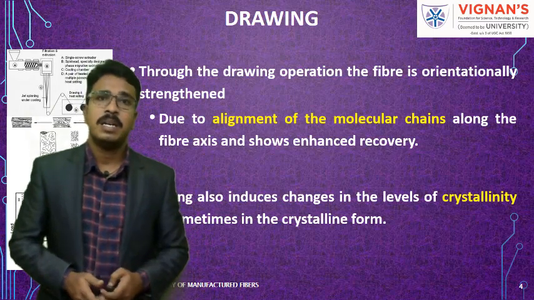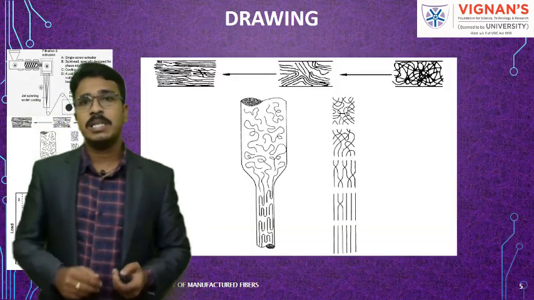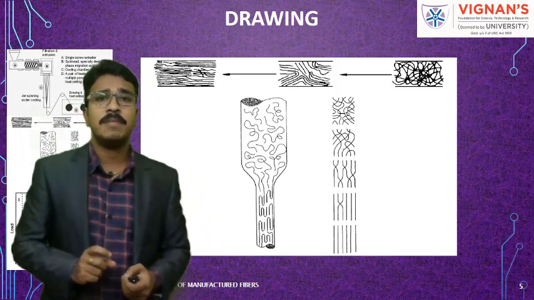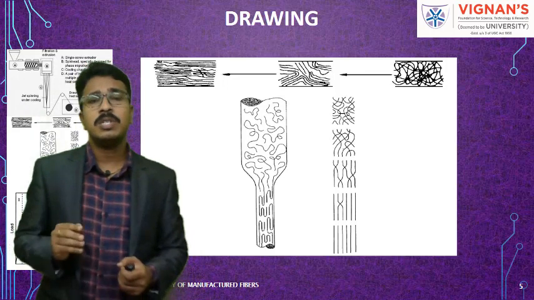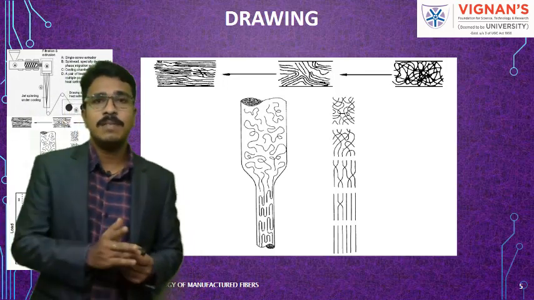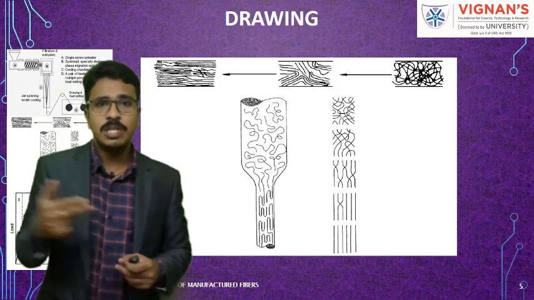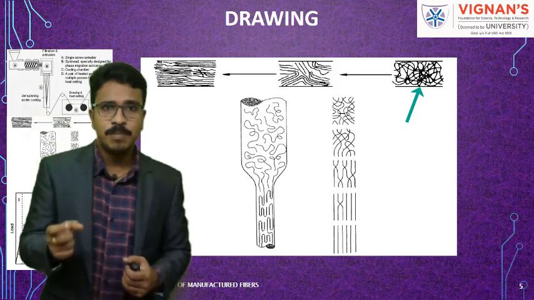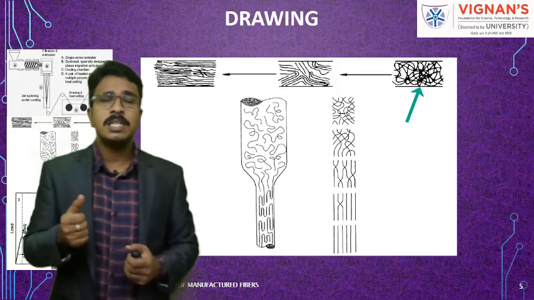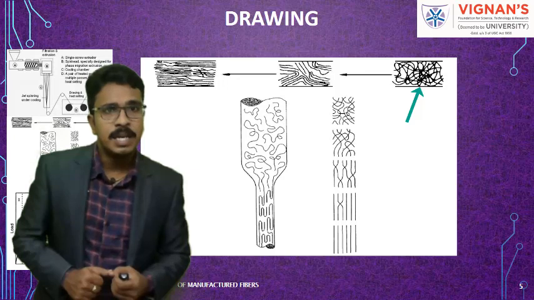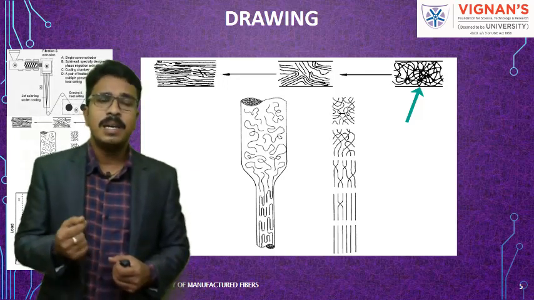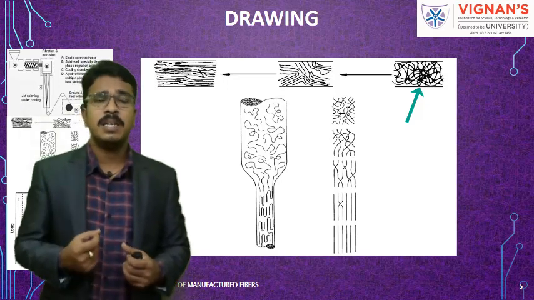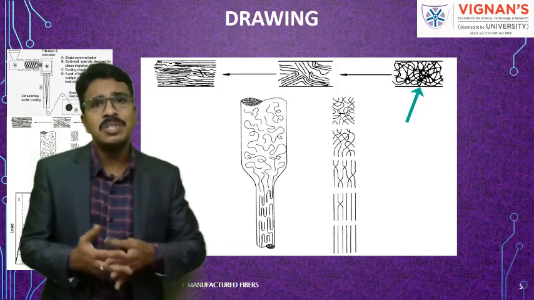Now you can see in this diagram clearly the first three images; just observe them from right to left, following the arrow mark. In the first image you can see a filament just coming out of the spinneret hole, where the molecular chains inside the filament, that is, inside the polymer, are arranged randomly.